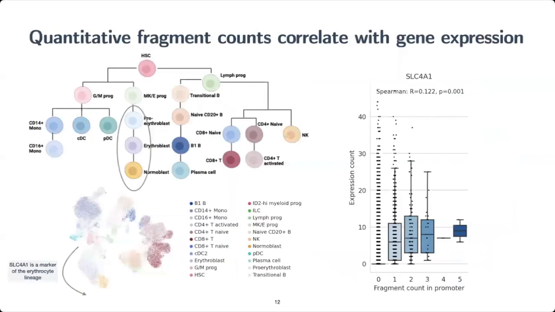Then we also looked into if this accessibility measurement, what we saw before, if a region or a promoter that has a higher accessibility also has a higher gene expression. This is kind of what people also saw in bulk before. So here I'm showing one example for the SLC4A1 gene, which is a gene that is important in this erythrocyte lineage.